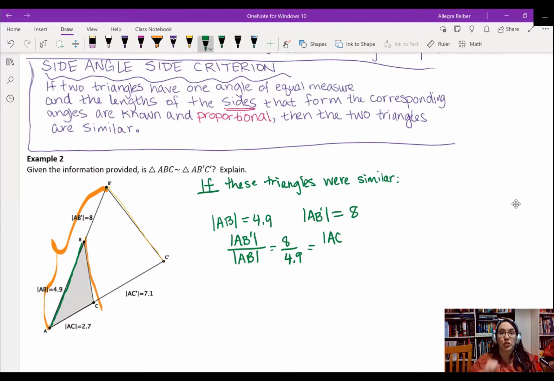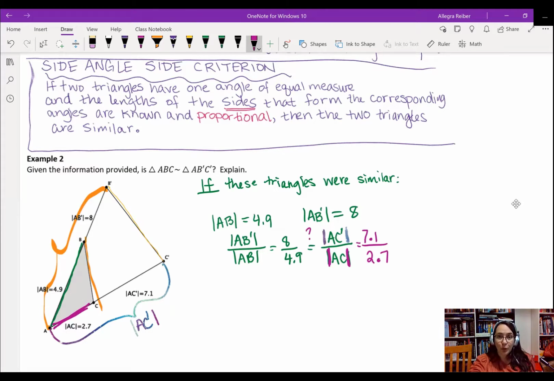So AB prime was on top, so I'm going to have AC prime on top in the other ratio as well. That's because those come from the same triangle, divided by the length of the side that corresponds potentially in the smaller triangle, AC. That ratio is 7.1 divided by 2.7. There are two ways I can answer this question. The first one is do the two divisions, compare the answers I get. I have an alternate system I can use that you may remember from your work in proportions.